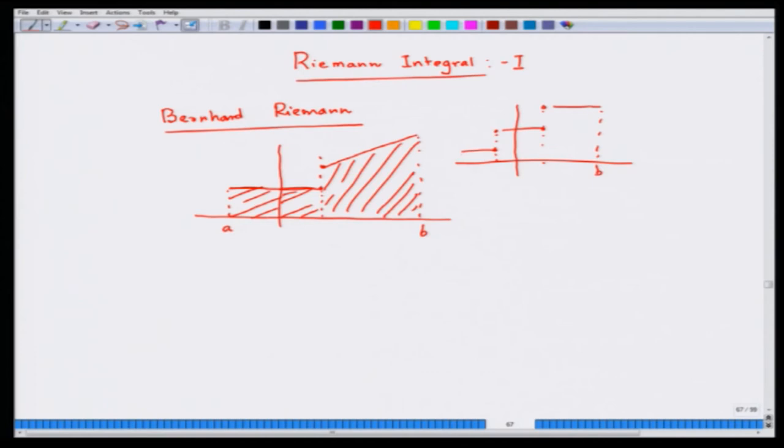Observe that if I want to find the area from A to B, I can easily define an area under this curve by just computing the area of these rectangles. The idea is interesting in the sense that if a function is bounded, Riemann said you can extend the concept of Newton's integration from continuous functions to bounded functions, because every bounded function need not be continuous. Here we see that these two functions are bounded, but discontinuous at several points.